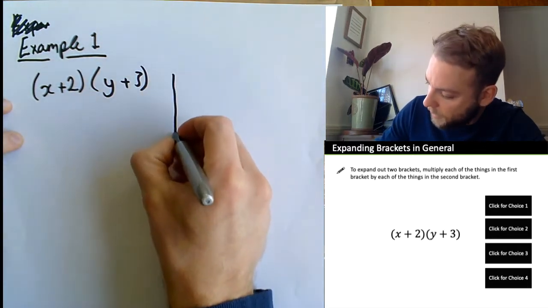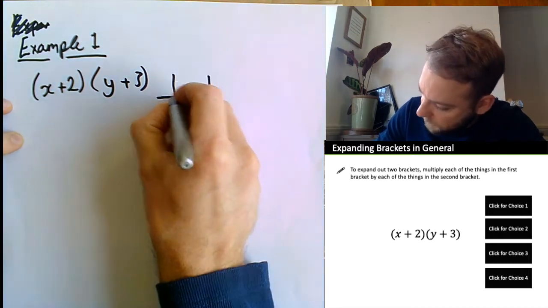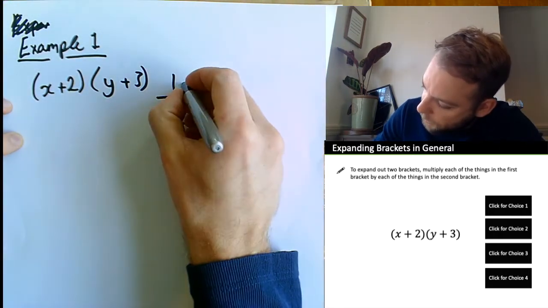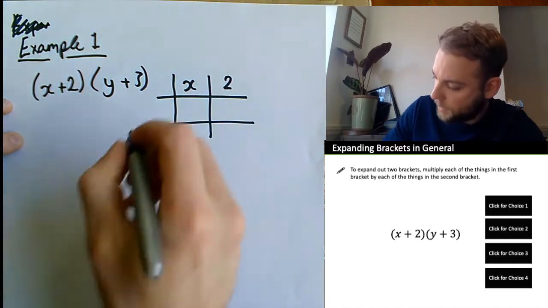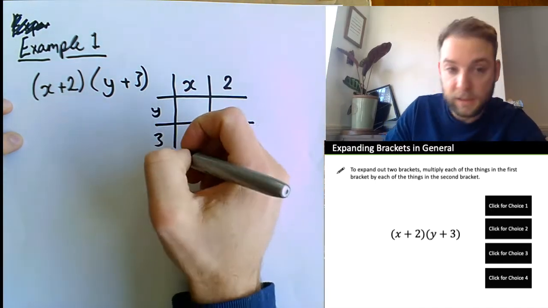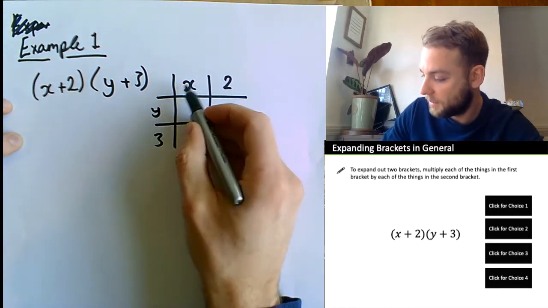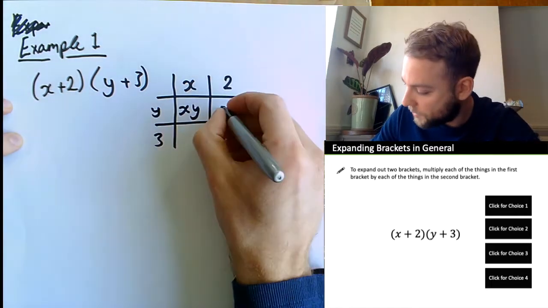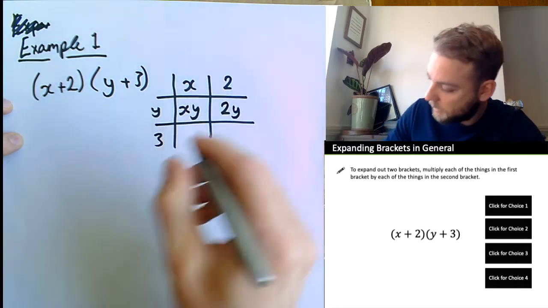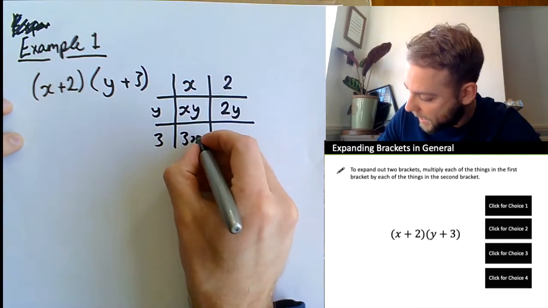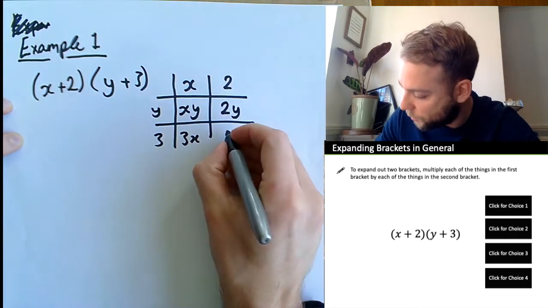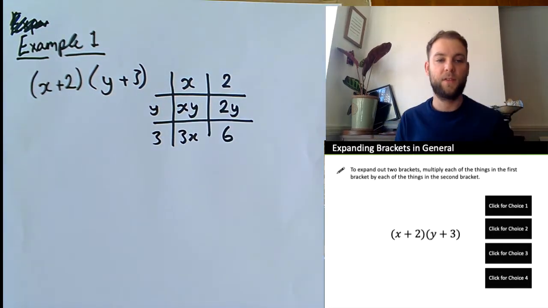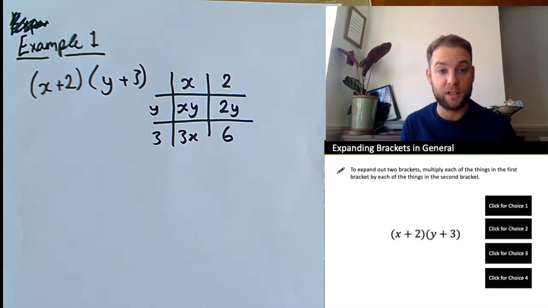So I'm going to draw my grid out like so. And here we've got x and 2, and here we've got y and 3. So x times by y is xy. Y times by 2 is 2y. 3 times by x is 3x. And 3 times by 2 is 6. So that's the area of each of these, or the grid which is filled in.